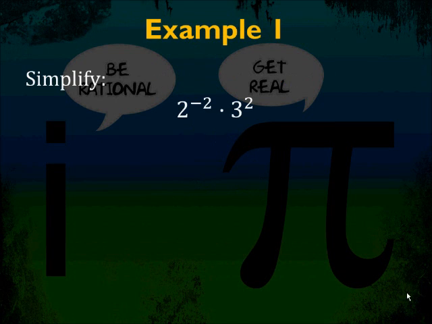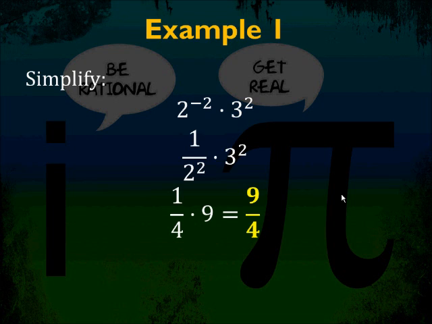Alright, example 1. 2 to the negative 2 times 3 squared. Now remember, the negative exponent does not mean a negative number. It means the reciprocal of the positive exponent. So 2 to the negative 2 is equal to 1 over 2 squared, times 3 squared. So 1 over 2 squared is 1 over 4. 3 squared is 9. So the answer to number 1 is 9/4. Remember, this is not a negative number. It is a reciprocal of the number with a positive exponent. Let's go to number 2.